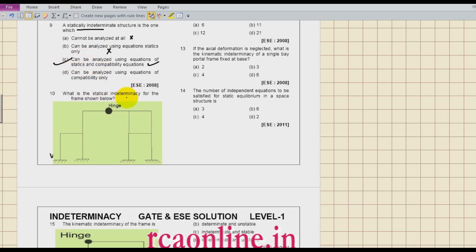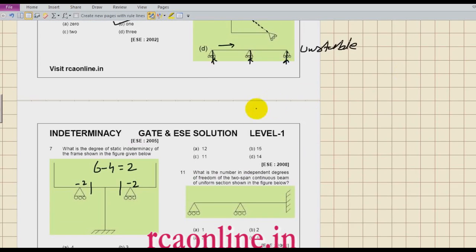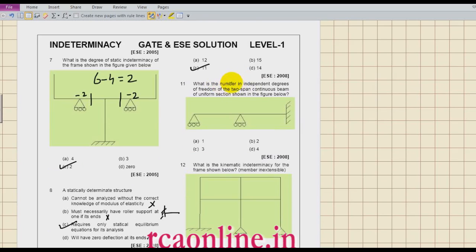What is the static indeterminacy for the frame? Now let us solve it. Again I will use the cut method. 3, 4. So I have 4 cuts. So 4 into 3, 12. And because of this, I have minus 1. Is it okay? Clear? So the answer is 11. So answer is 11. Now come to the next.